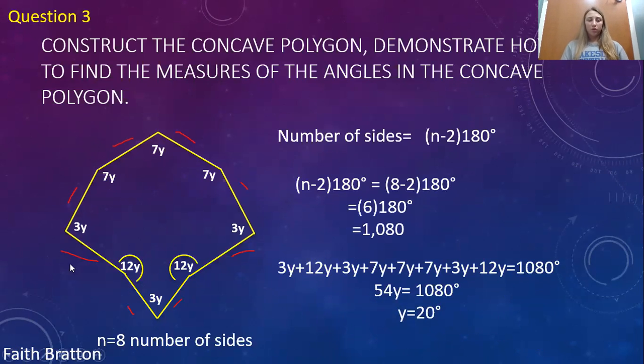Okay, so we have 3y plus 12y plus 3y plus 7y plus 7y plus 7y plus 3y plus 12y, which is 180. 1,080. Okay. 1,080 was a total from here, and so we have to add all these up, which is 54y. But we're solving for y, so we have to divide both sides by 54, and we get y equals 20.